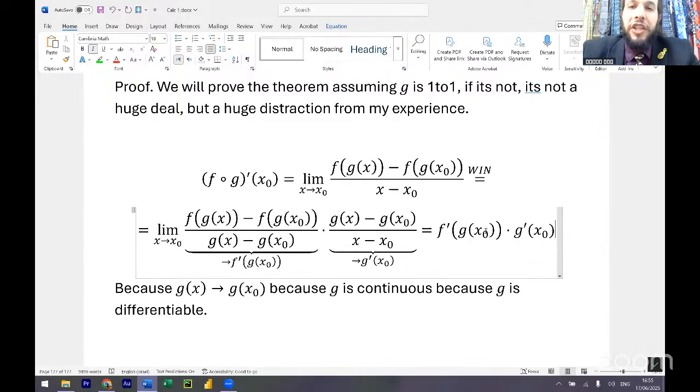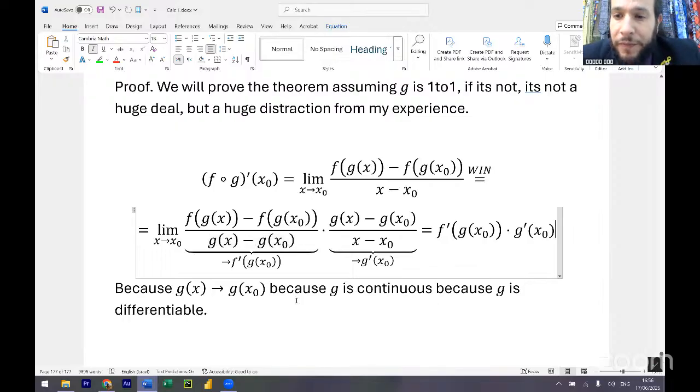Where did I use that g is 1-to-1? Hint: if g wasn't 1-to-1, then what would have happened here? Answer: we couldn't know the value of g at x is the same as g at x0? No, that would be due to the continuity. It's worse, it's the other way around. If it's not 1-to-1, it is possible that g of x actually equals g of x0.